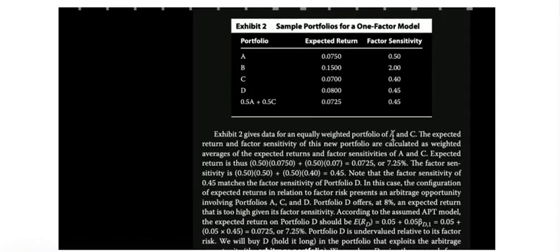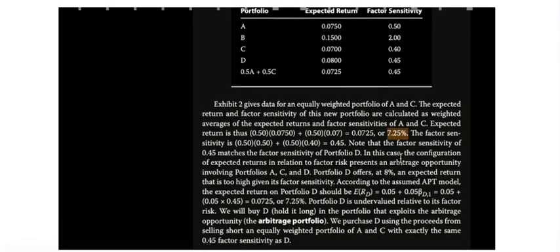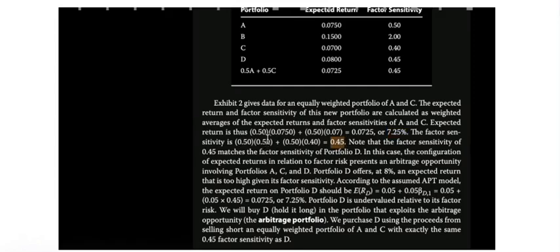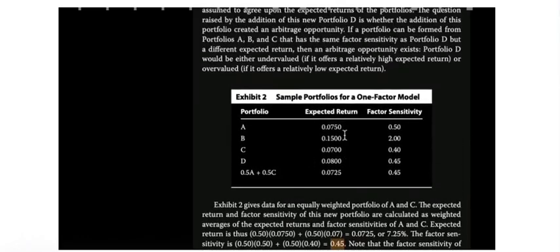Exhibit 2 gives data for an equally weighted portfolio of A and C. The expected return and factor sensitivity of this new portfolio are calculated as weighted averages of the expected returns and factor sensitivities of A and C. And it concludes that we get to 7.5, the factor sensitivity being 0.45. It's just showing that the factor sensitivity of A and C is 0.45. Notice the factor sensitivity of 0.45 matches the factor sensitivity of portfolio D. In this case, the configuration of expected returns in relation to factor risk presents an arbitrage opportunity involving portfolios A, C, and D.